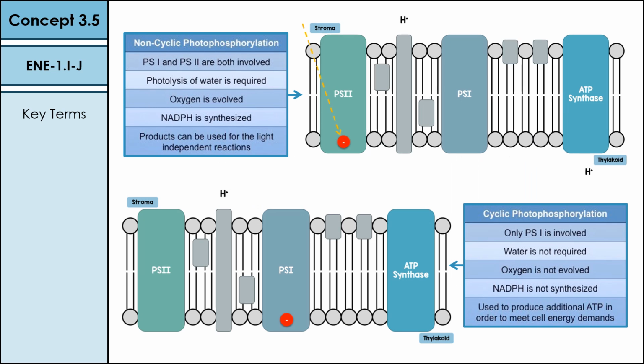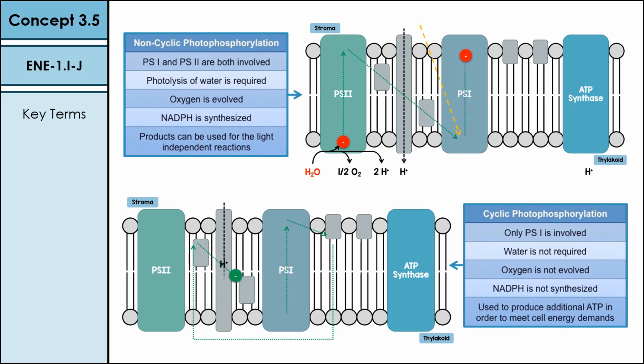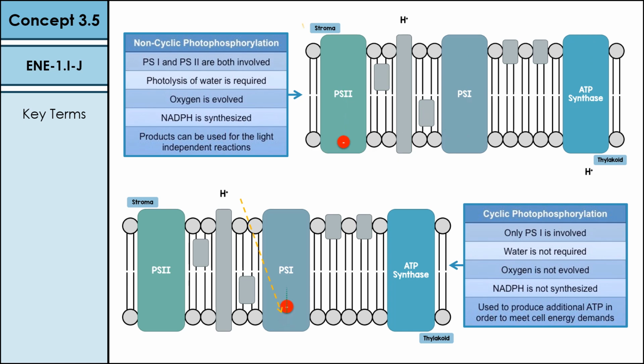So I want you to take some time to really familiarize yourself with these two processes involved in photophosphorylation, because these will allow us to really understand how our plant cells and other photoautotrophs harness light energy and create the materials that they will need to form sugars. We want to know the differences between these and the adaptations that they provide to our photoautotrophic cells.